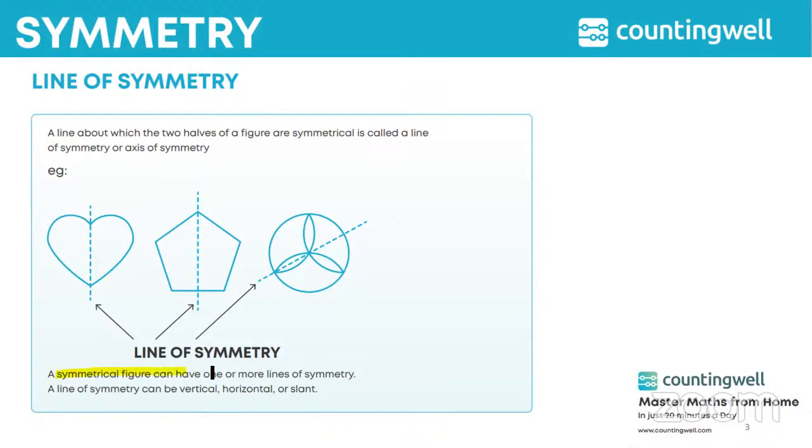A symmetrical figure can have one or more lines of symmetry. So it is possible for a symmetrical figure to have more than one line of symmetry. And the line of symmetry can be vertical, horizontal, or slant. So you can see for the heart shape shown here, the line of symmetry is vertical, whereas for the figure shown here, the line of symmetry is slant.